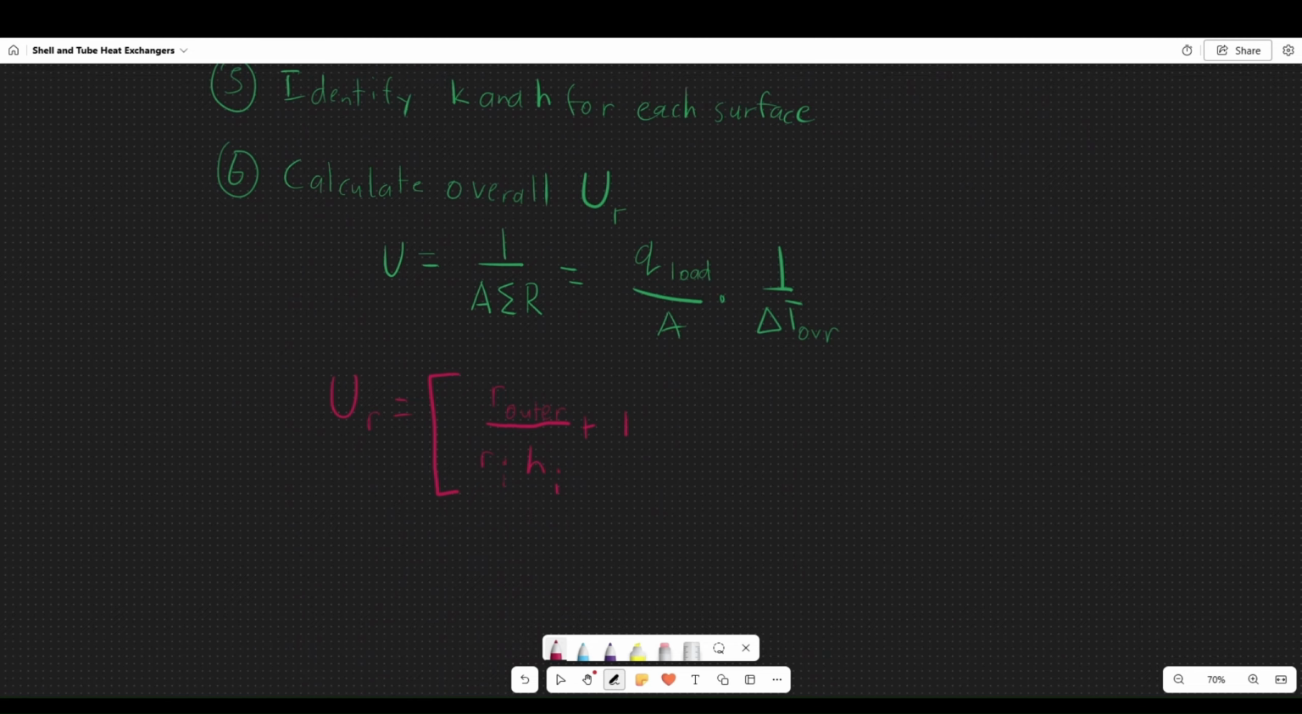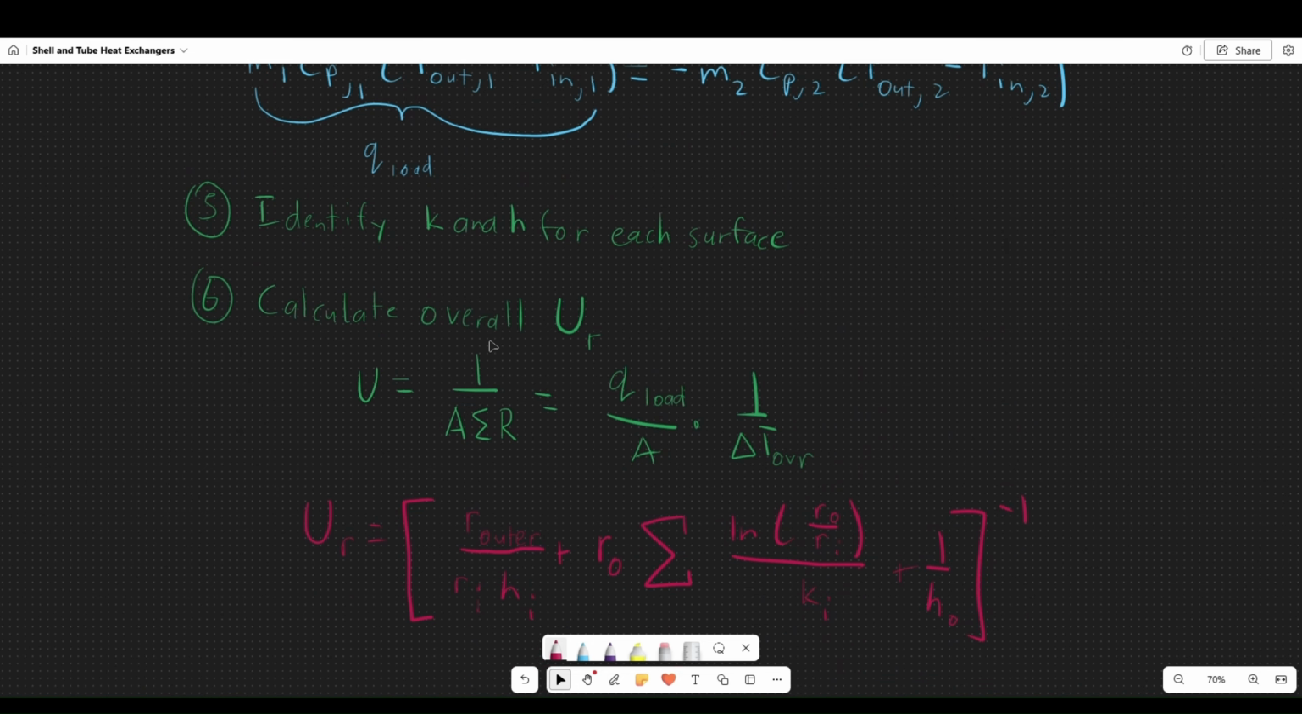Plus RO times the sum of ln of RO by Ri divided by Ki plus 1 over HO. All of that to the negative 1. So this would be the way how you would calculate the overall heat transfer coefficient if this was a single pass, basically a single pass shell and tube heat exchanger.